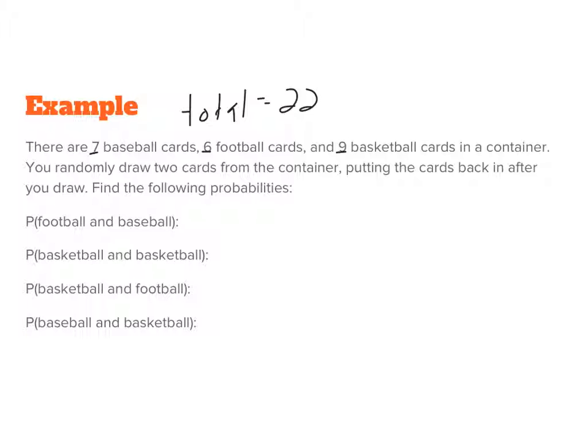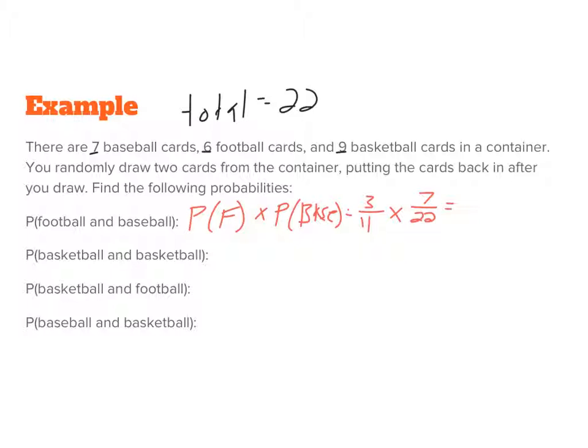So if I want the probability of drawing a football and a baseball card, I need to take the probability of football times the probability of baseball. Now for football, there are 6 out of the total of 22 cards, so I get 6 over 22. Now you should notice that you can take out a 2 from both of those, which means our fraction would really be 3 over 11. And I'm going to multiply that by the baseball. There are 7 baseball cards out of a total of 22. I can't simplify that down, so I have to leave it the way that it is.